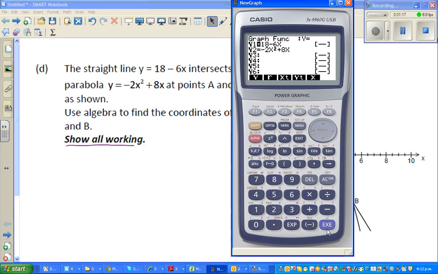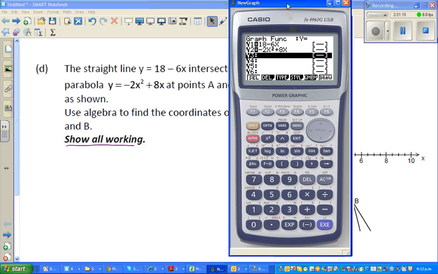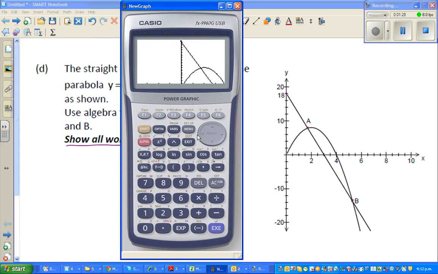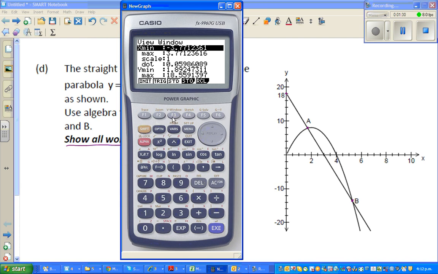Now before drawing, it's always good to look at the scale. What's the scale we need? On the x-axis, we need a scale from 0 to 10. Oh, so you've already drawn it. So a proper scale will be, on the x-axis, x minimum 0 to 10, scale of 1 would do. Okay, they had done a different scale.